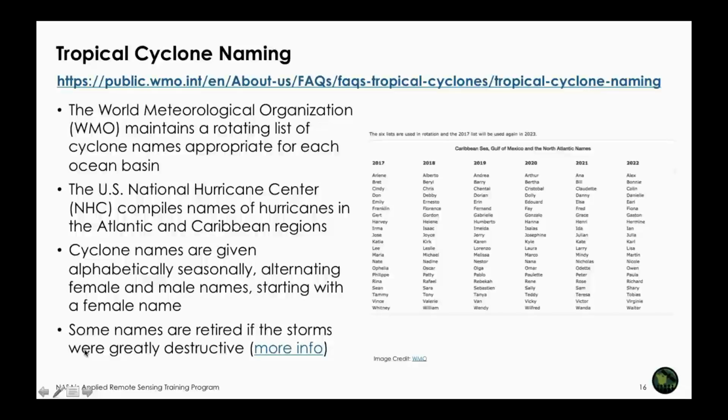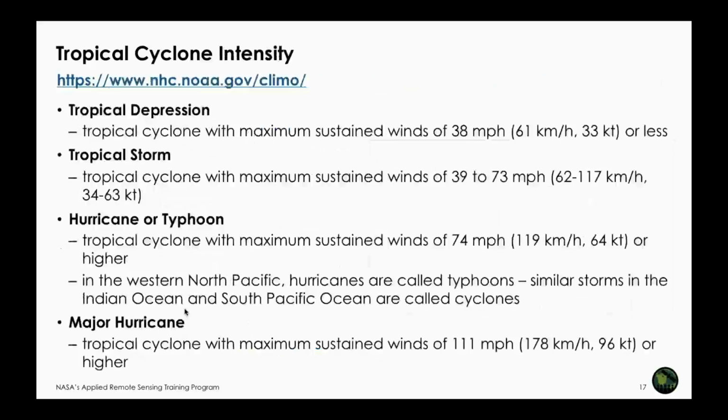Some names are retired, and there is a lot of information on, again, WMO, such as Hurricane Katrina. There are some major storms whose names are not used again. They are just reserved for special cases. So there are some names which you don't see again and again. A few, but there are some.